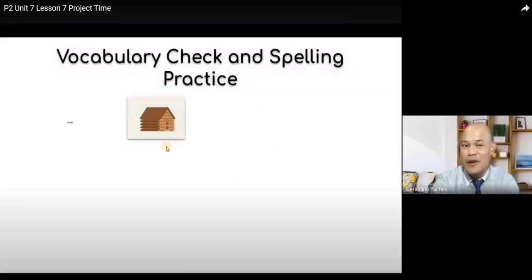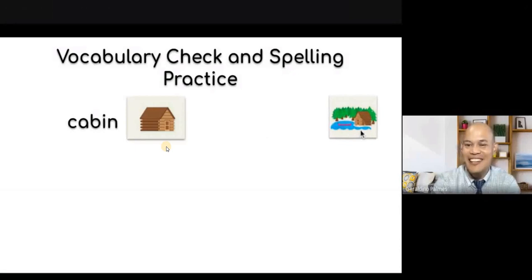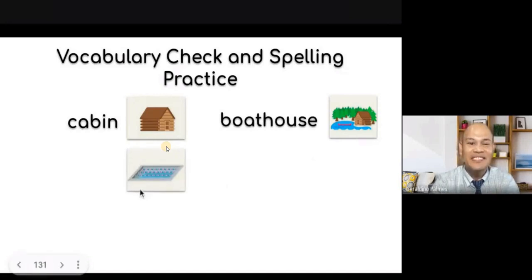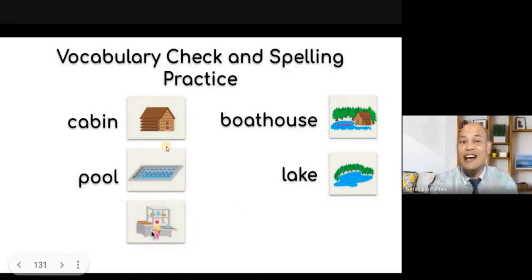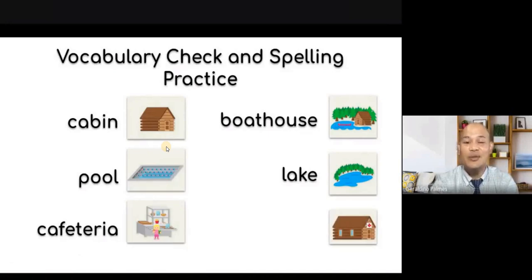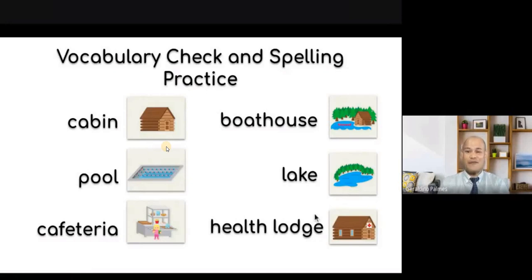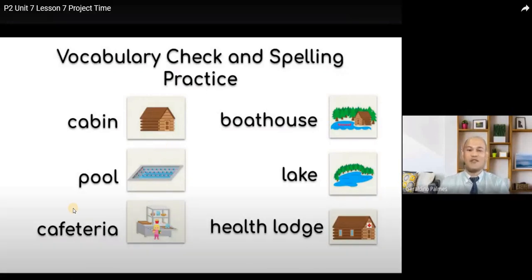It's a cabin. Very good. What about this one? It's a boathouse. What about this one? It's a pool. Great job. What about this place? It's a lake. Great job. And this one? It's a cafeteria. What about this one? It's a health lodge. Yes. So all these are the vocabulary from lesson 1, 2, 3, and 4.